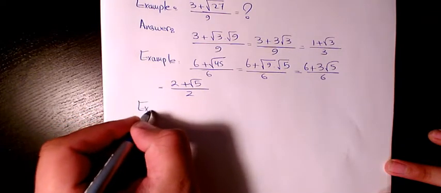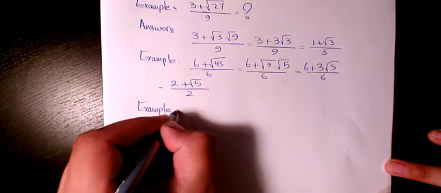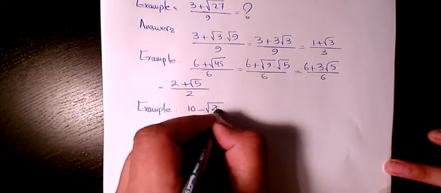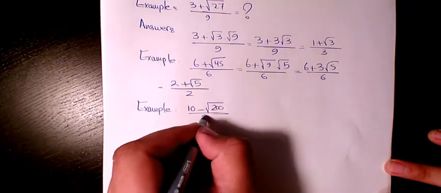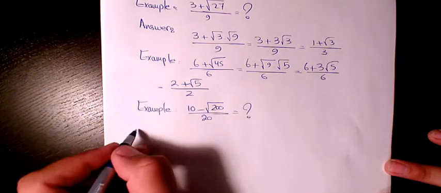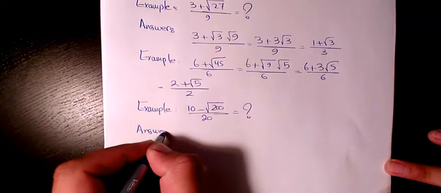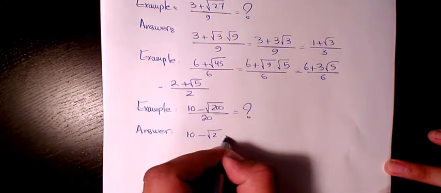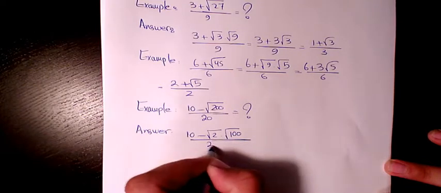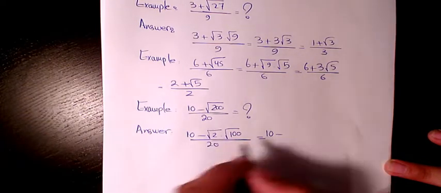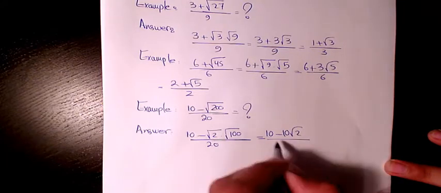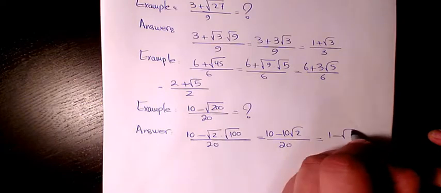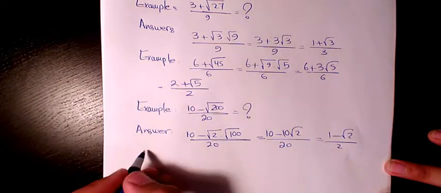Next example is 10 minus the square root of 200, divided by 20. The answer is: 200 is root 2 times root 100, so 10 minus root 2 times root 100, divided by 20. So it's going to be 10 minus 10 root 2 divided by 20. And if we divide everything by 10, it will be 1 minus root 2 divided by 2.